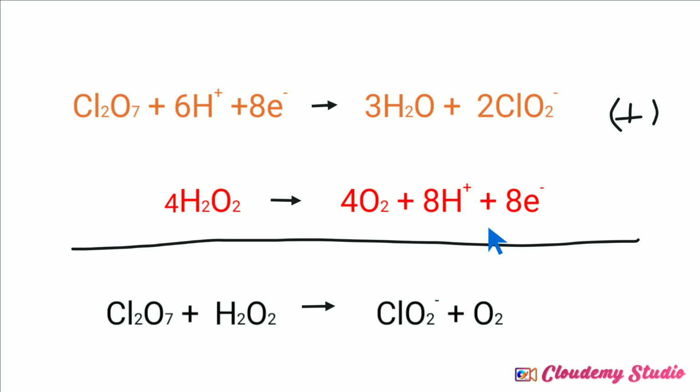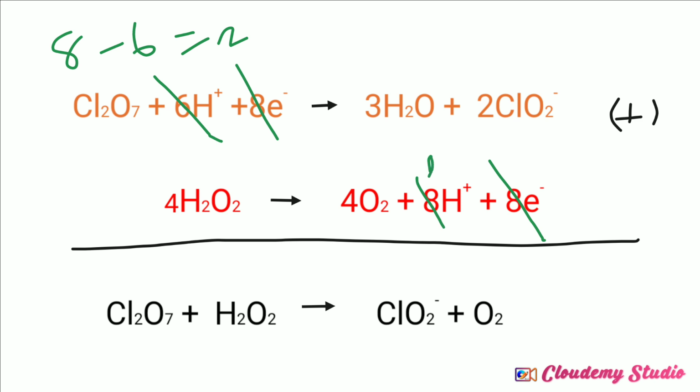The cancellation is actually we are subtracting this 8 electron minus 8 electron, so 0. Like that we are cancelling, these 8 electrons are cancelled. Then the 6 hydrogen ions will be cancelled because 8H minus 6, that is equal to 2. So this 6 hydrogen ion will be completely cancelled. Here this 8 will become 2 times. So 2 moles of hydrogen ions.